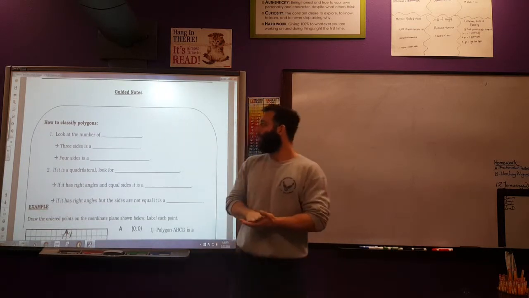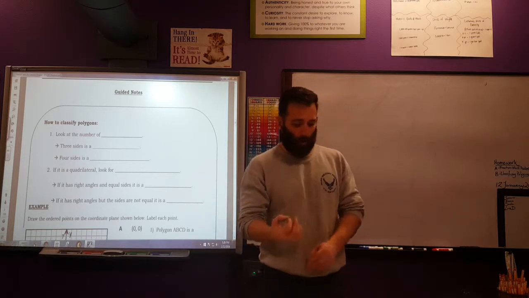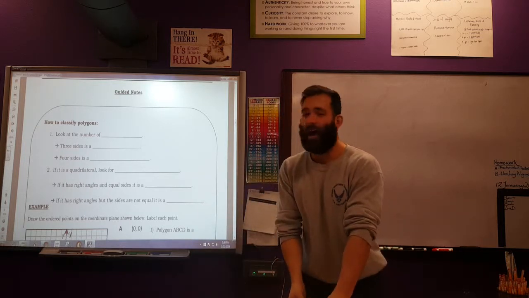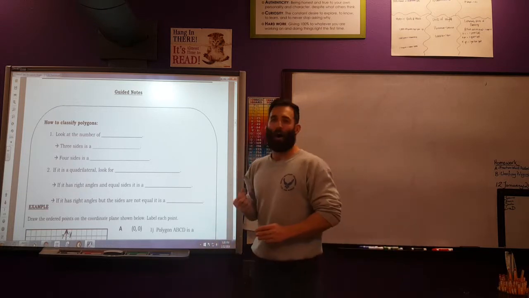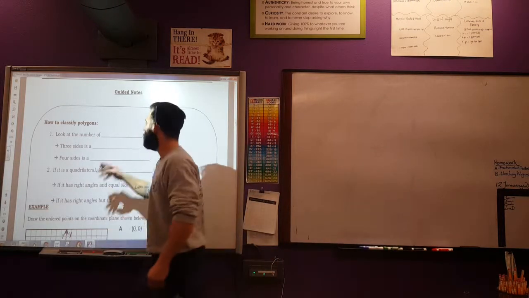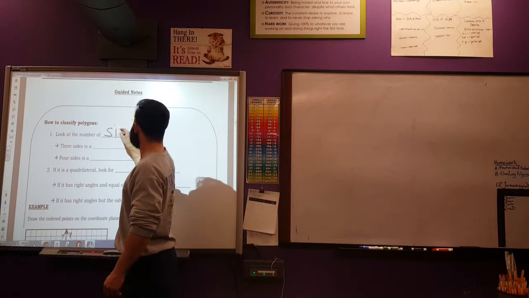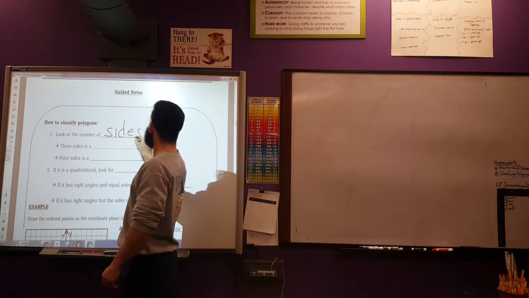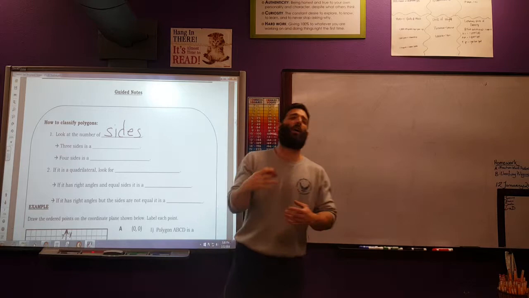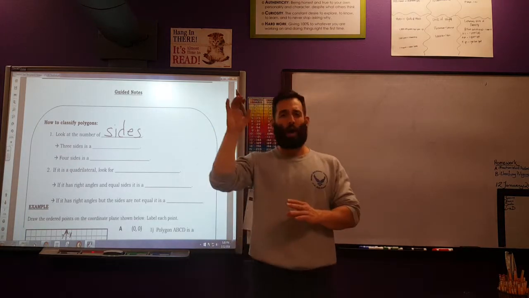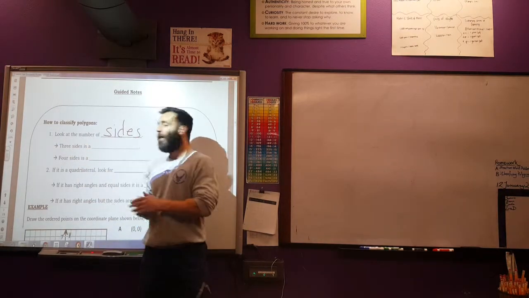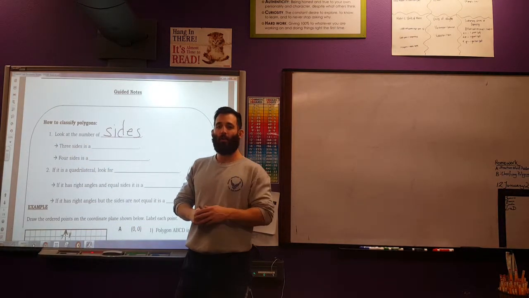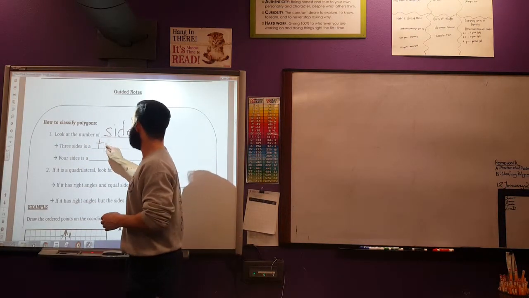Our guided notes. Now, we need to be able to classify our polygons, and we can do that in a number of ways. The first way we're going to do it is by looking at the number of sides. And that's usually a dead giveaway on what kind of category, either triangle or quadrilateral, this would be. And a polygon with 3 sides would be a triangle.